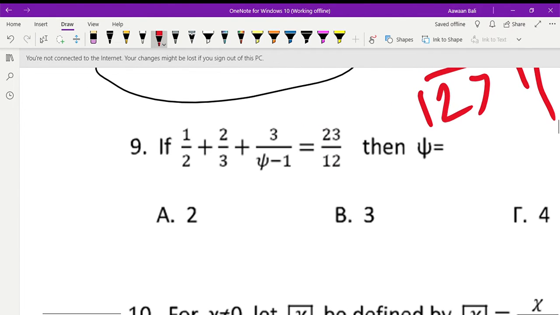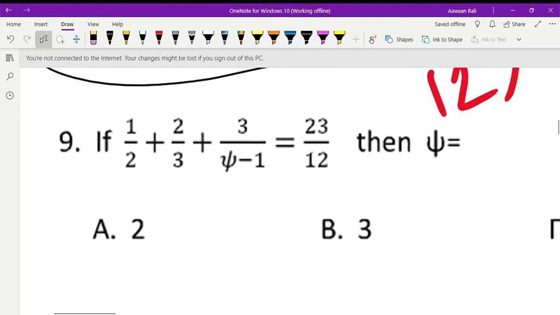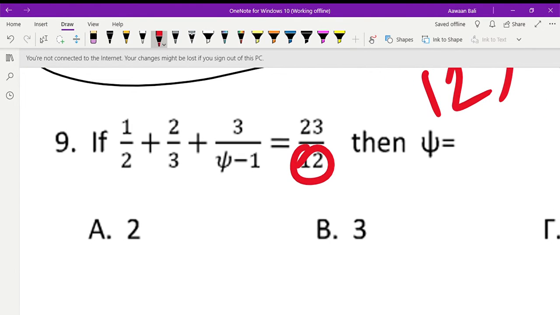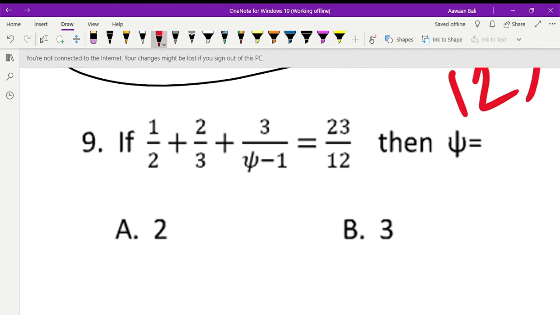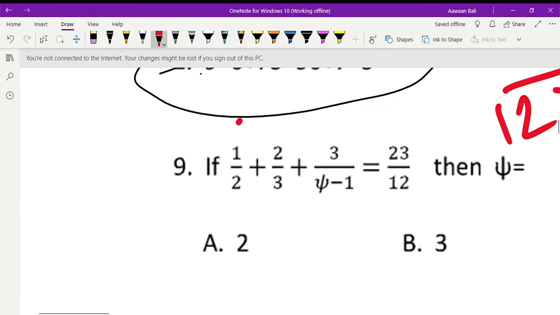Question number 9. If a half plus 2/3 plus 3 upon c minus 1 is equal to 23 upon 12, then what's c? Okay, so that means you have to find the LCM of 12. Like the LCM is 12, so that means that 1 upon 2 will become 6 upon 12.